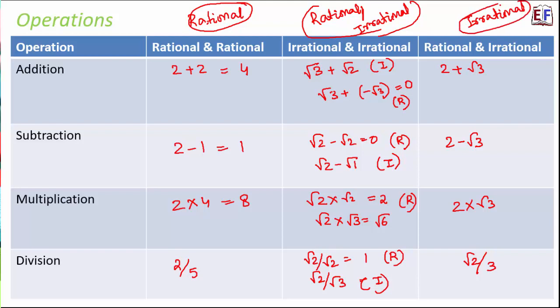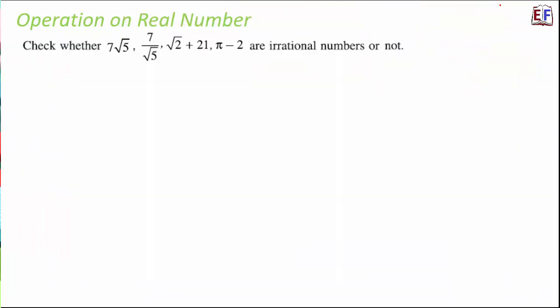So this was interesting, isn't it? We could clearly see with examples that when we perform these operations with two rational numbers, the output is always rational. When we perform them with two irrational numbers, the output may be rational or irrational. If we do it with one rational and one irrational number, the output is always irrational. Now we are going to look at some questions, and the more questions we solve, the better our concepts will be.